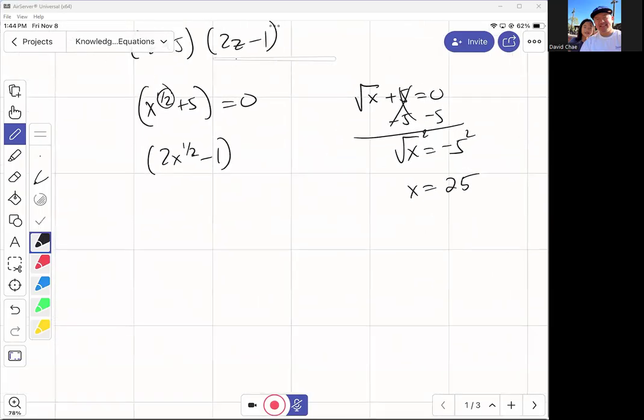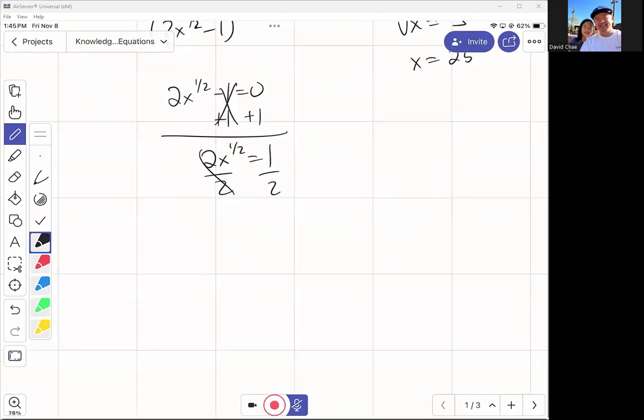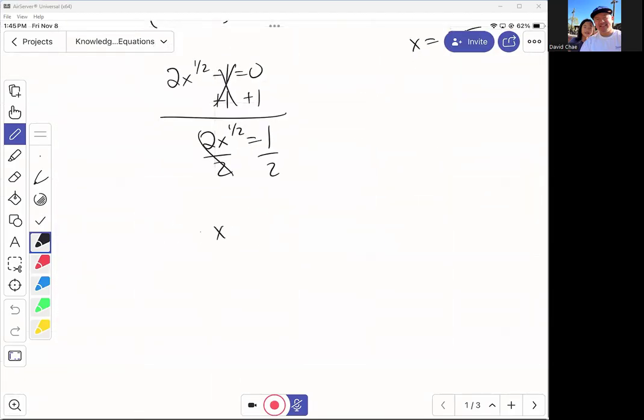And then here is 2x to the 1/2 power minus 1 is equal to 0. Add 1. 2x to the 1/2 power is equal to 1. Divide by 2, right? So radical x is equal to 1 over 2. Square both sides here. x is equal to 1 over 4. So these are your answers for that.